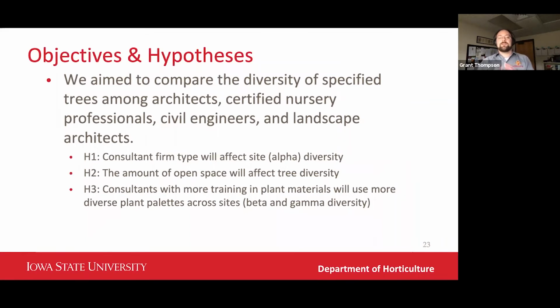So we thought that consultants might affect the diversity of trees on a single site. We thought that there might be an effect of open space, where if you have more open space, you can have more trees and greater diversity. And finally, we thought that if you had a consultant with more training when it came to plant material, there might be differences in terms of what they use across sites. So they have a larger plant palette, they can pick some here and they'll pick something else over there. And that would increase the diversity of materials used across the landscape. So we were looking at this amongst architects, certified nursery professionals, civil engineers, and landscape architects.